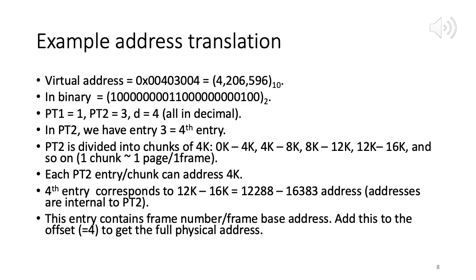Once we get that, we go to the beginning of that particular inner page table. Another question is, within that inner page table, which entry do we have to look at? That is given by the PT2 value, which is 3. So we have to look at the fourth entry inside that particular inner page table, because entries are 0, 1, 2 and 3. Looking at the fourth entry corresponds to internal address 12K to 16K.